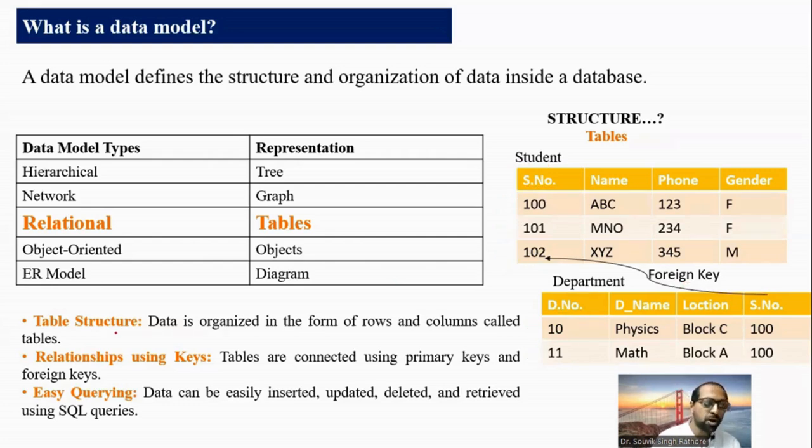The major advantages of a relational model are: data is stored in the form of tables. Relationships are maintained using the primary and foreign keys as discussed, and data can be easily inserted, updated, deleted, and retrieved using structured query language. Because of its simplicity and efficiency, almost all the modern database systems such as MySQL, Oracle, SQL Server, and PostgreSQL are based on a relational model.